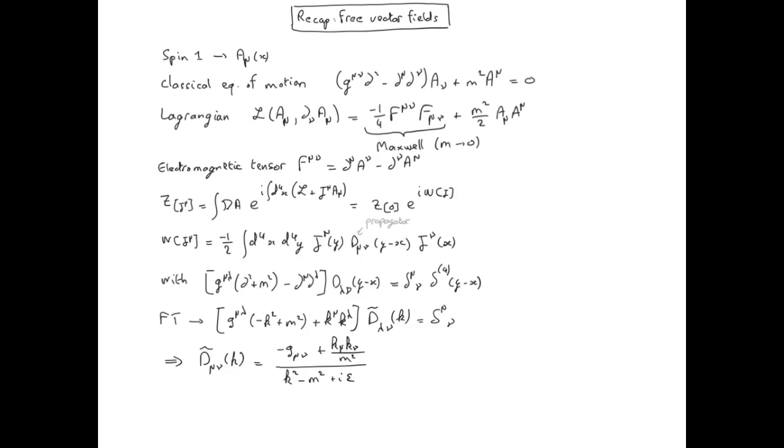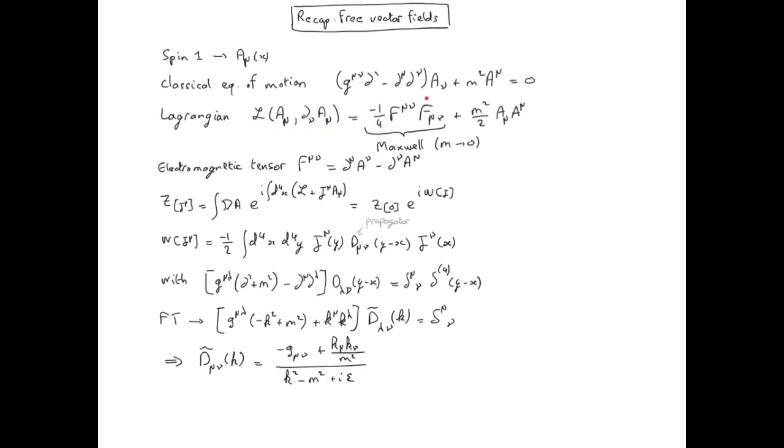We introduced a vector field so we could describe spin 1 field with a 4-vector A_mu of x. We started from classical equation of motion, and we showed that the Klein-Gordon equation for each of the components of the vector field, together with the constraint to reduce the number of degrees of freedom to 3, led us to an equation of motion, which we then used to build an expression for the Lagrangian.